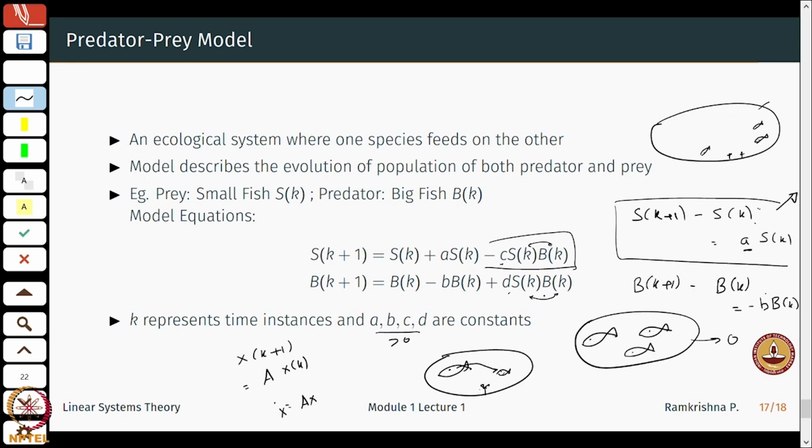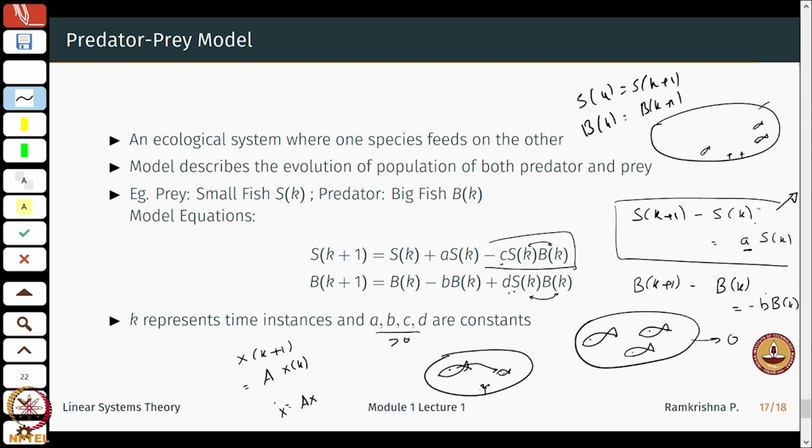Of course, if you start with an equilibrium position, then they will always stay like that. Equilibrium is when S_k equals S_{k+1} and B_k equals B_{k+1}, and then I get certain conditions for S_k and B_k that will depend on the constants A, C, B and D. We will not derive that, it's pretty straightforward. So if I start at that initial condition, the population will stay similar throughout, no matter what happens with the growth and decay. They will just be constant forever.